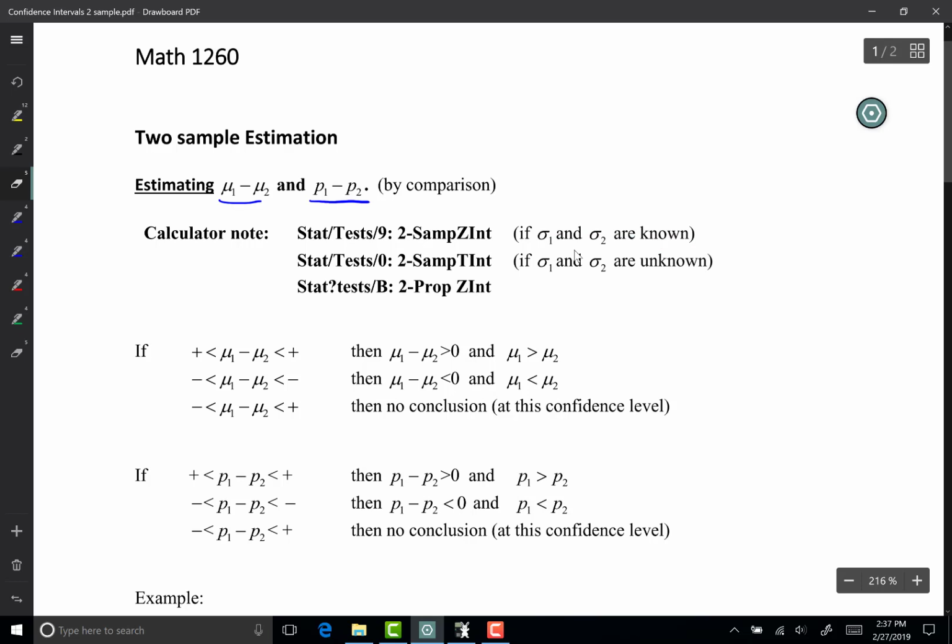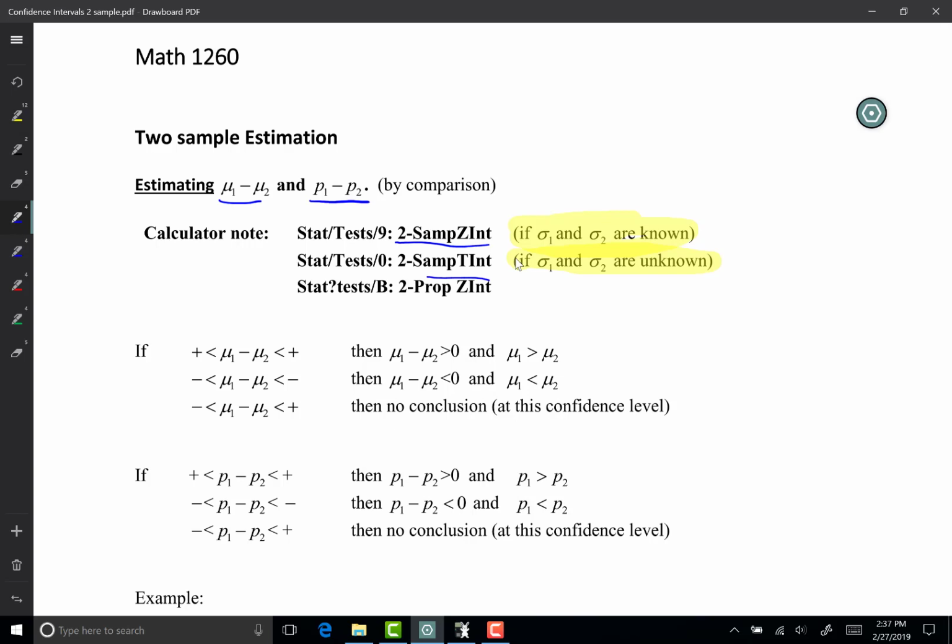We can have a situation where we know the population standard deviations. In that case, we're going to use the two sample z interval. We can have the situation where we don't know the population standard deviations, and in that case, of course, we use the t interval. So that's just like with the one samples.